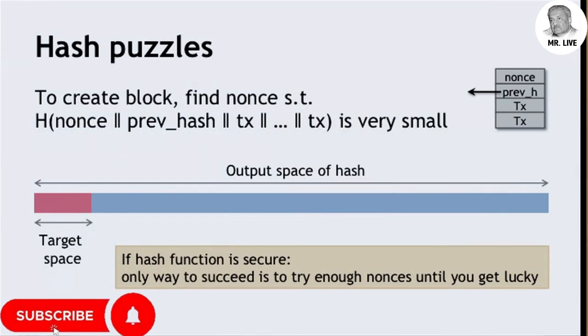It's called hash puzzles, and what this means is that in order to create a block, the node that proposes that block is required to find a number, a nonce, such that when you put together in the block the nonce, the previous hash, and the list of transactions that comprise that block, and take the hash of this whole long string, then that hash output should be a number that is very small, that falls into this small target space here in relation to this very large space that is the output space of that hash function. Let's look at it one more time.